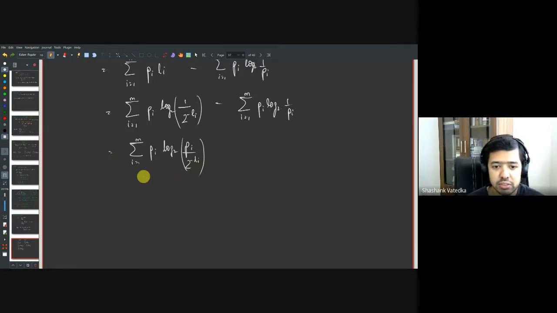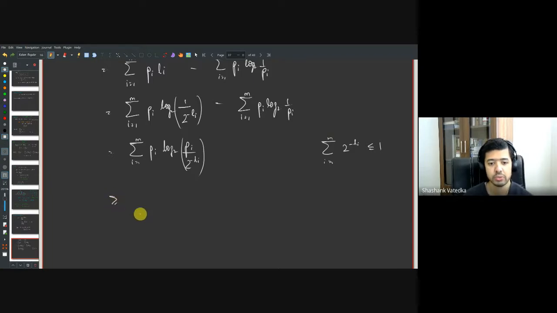So does this quantity look familiar to you? The KL divergence. Yeah, it looks like a KL divergence. It's not exactly a KL divergence because the 2 to the minus l_i's may not sum to 1, so it's not necessarily a probability distribution. But we know that since it's a prefix-free code, summation i equal to 1 to m of 2 to the minus l_i is definitely less than or equal to 1. And 2 to the minus l_i is anyway greater than or equal to 0, so it's strictly positive.